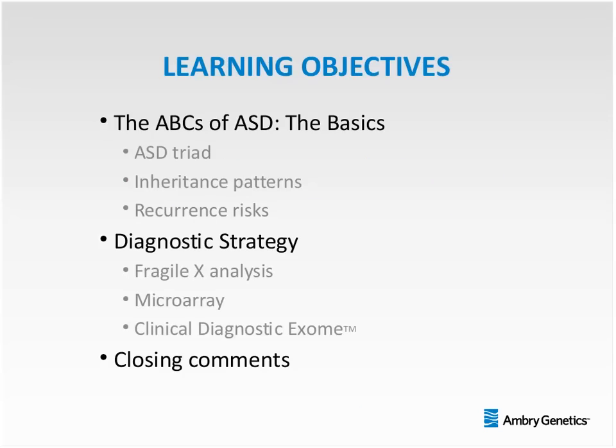We have some learning objectives for today. The first is that we're going to be talking about just the ABCs of autism spectrum disorder, the ASD triad, what different inheritance patterns are, and recurrence risks in general. We're also going to be talking about a diagnostic strategy that includes Fragile X analysis, microarrays, and then Clinical Diagnostic Exome. Then we'll have some closing comments, and then we'll go on to your questions.